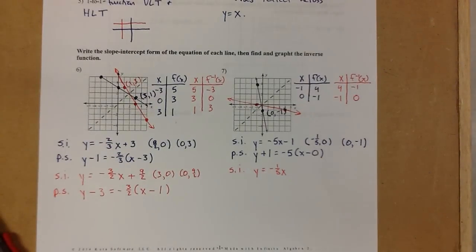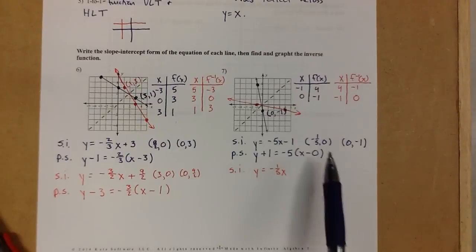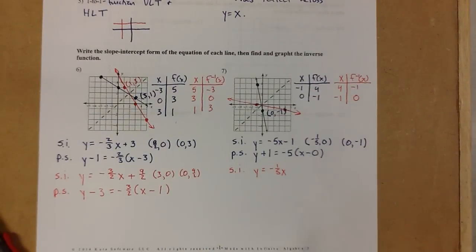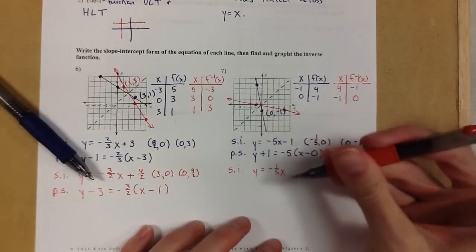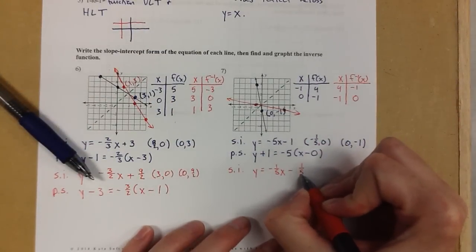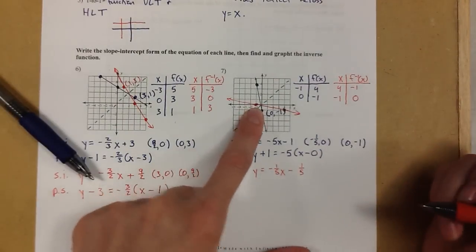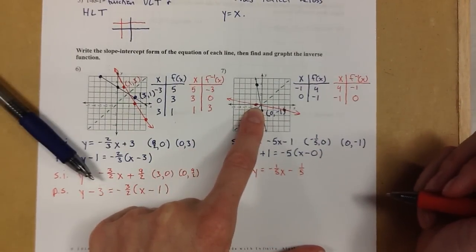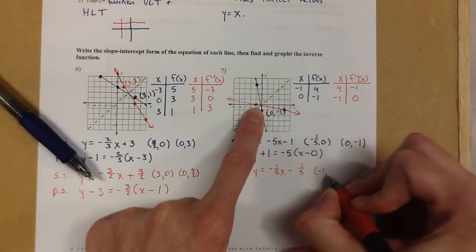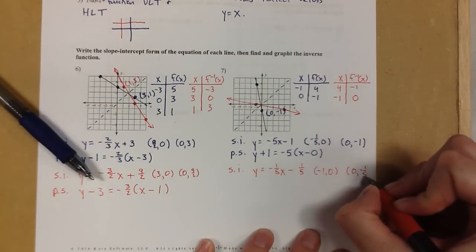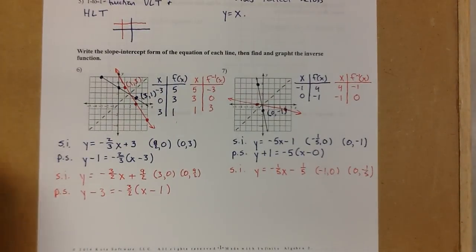Okay. So if this was my x-intercept, it's now the y-intercept. So minus 1/5. Here's your x-intercept. It's at negative 1, 0. So they are switching spots. Your x and y's are switching spots. What do you think that's going to mean for the domain and range when we start doing that? They're going to switch.